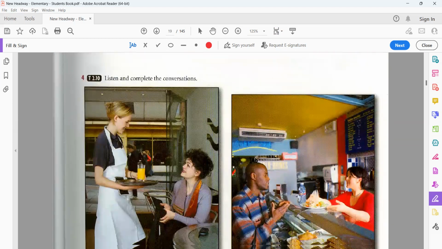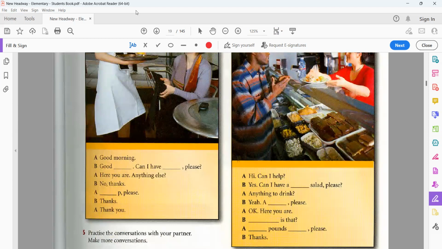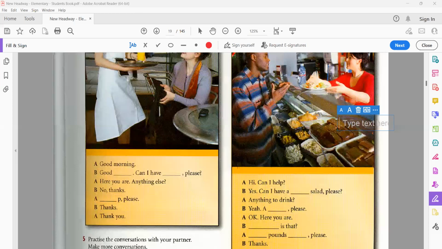So this is tape script 2.10. Please listen and repeat. Tape script 2.10. 1.